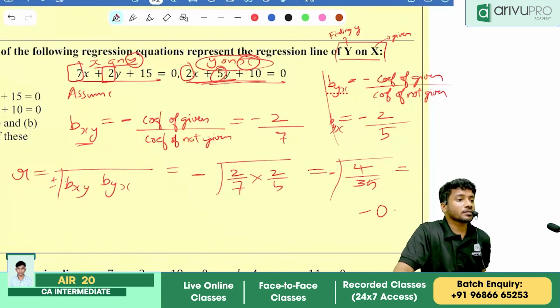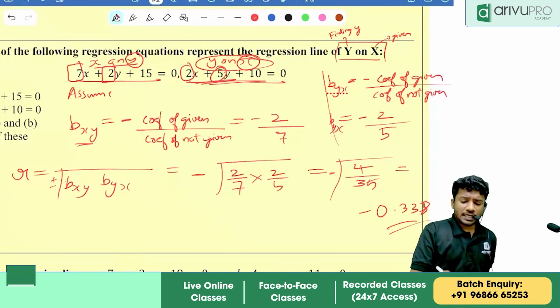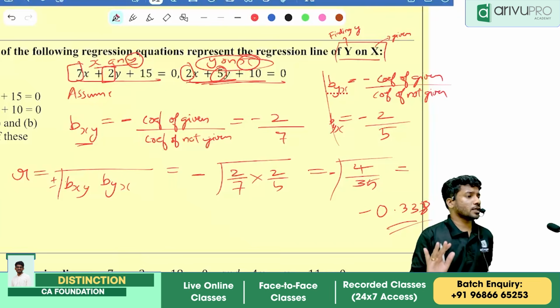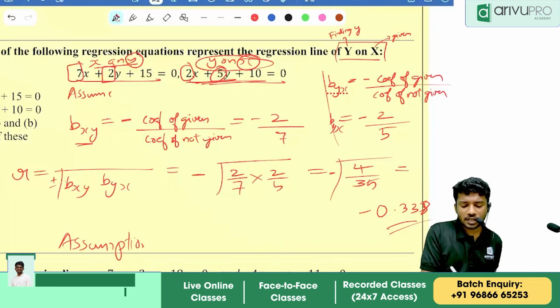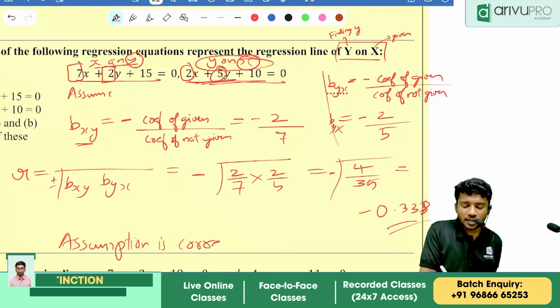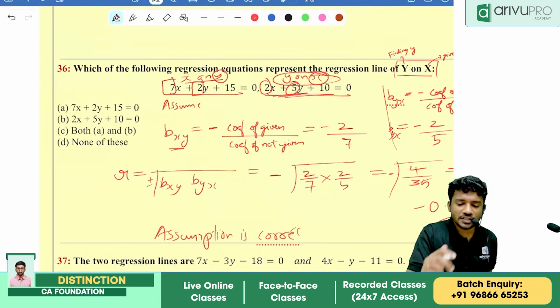Minus 0.333 or 0.338. Okay. Now you tell me, is it in between -1 and +1? Yes, it is in between -1 and +1. Our assumption is what? Correct. Assumption is correct. So which is y on x and which is x on y?